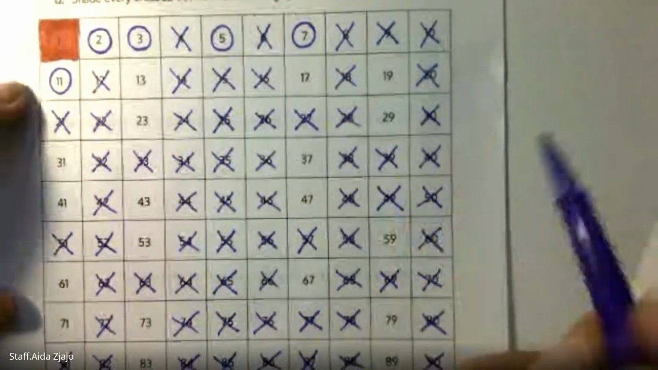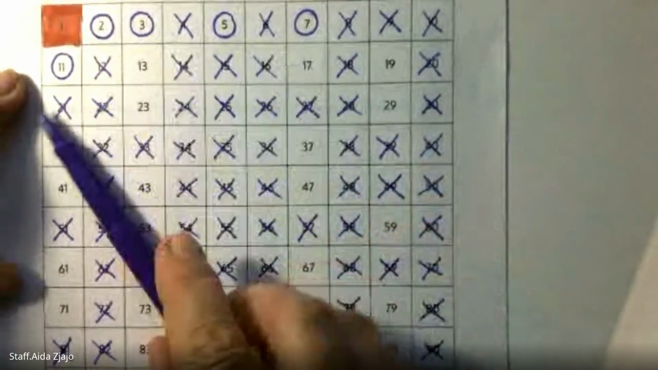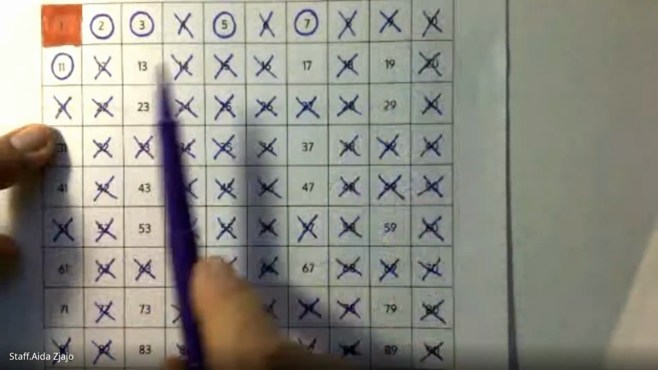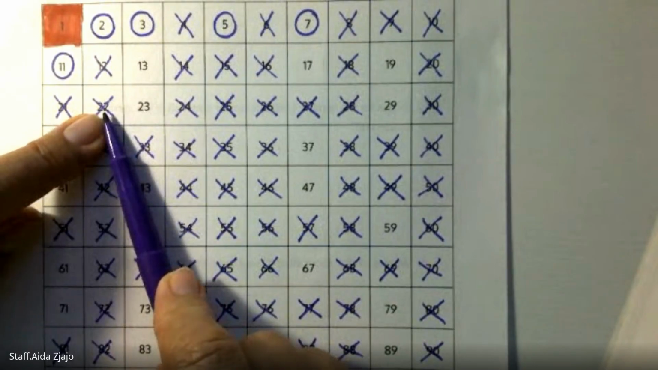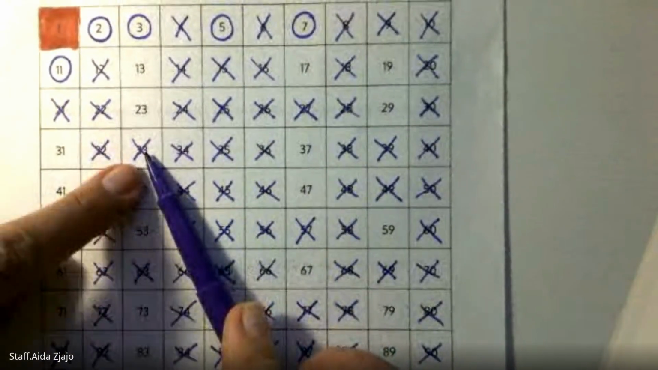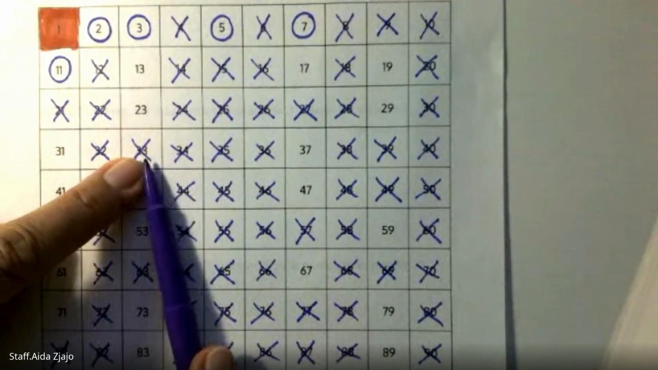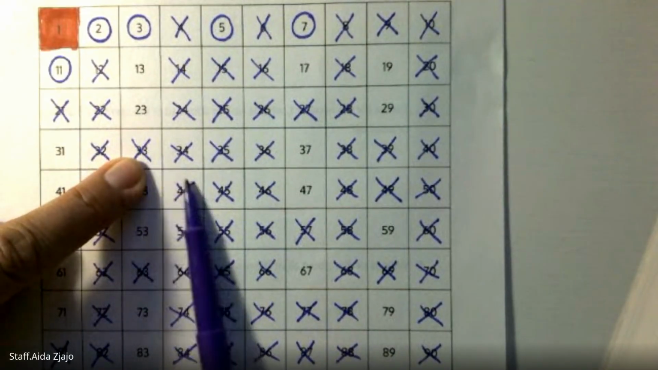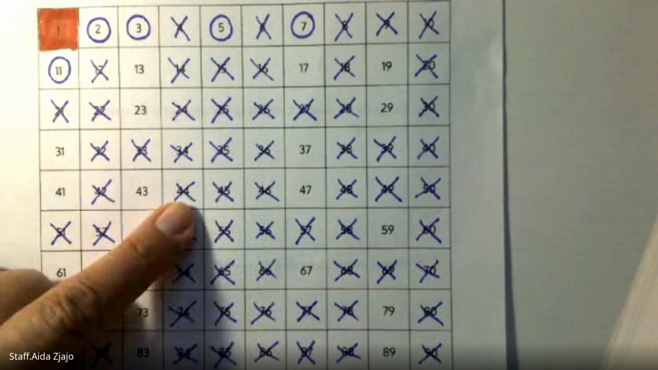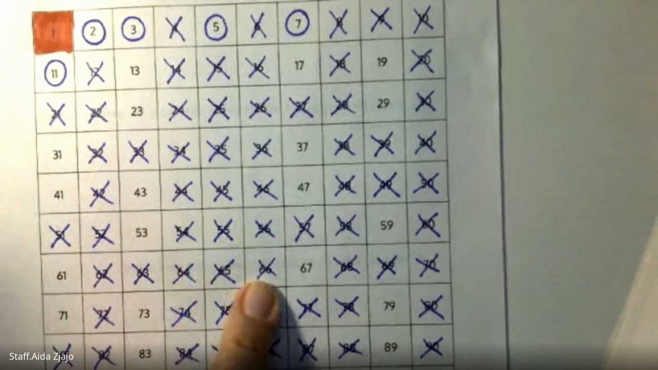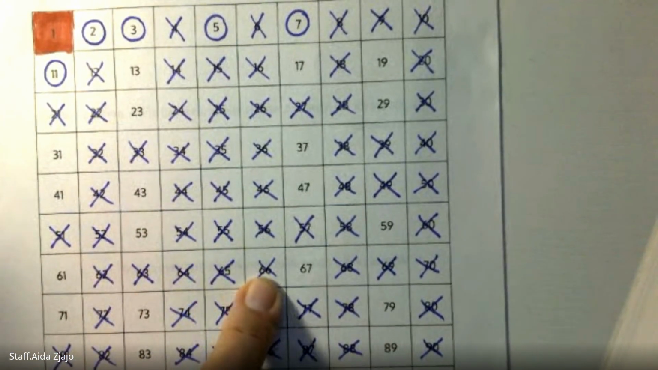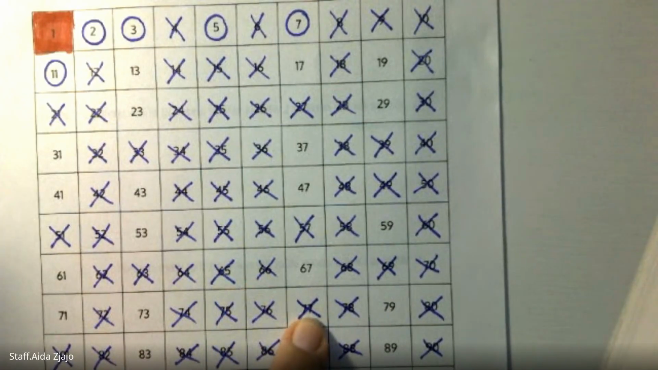Now let's do 11. The next number is 11, so we find the multiples of 11. 11 plus 11 is 22, 22 plus 11 is 33, 33 plus 11 is 44, 44 plus 11 is 55, 55 plus 11 is 66, and 66 plus 11 is 77.